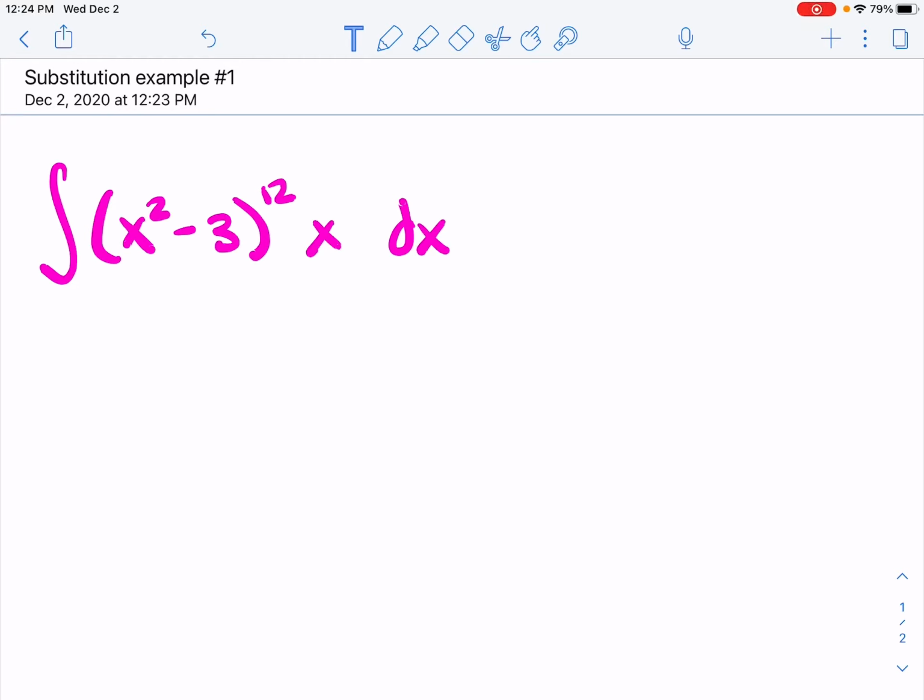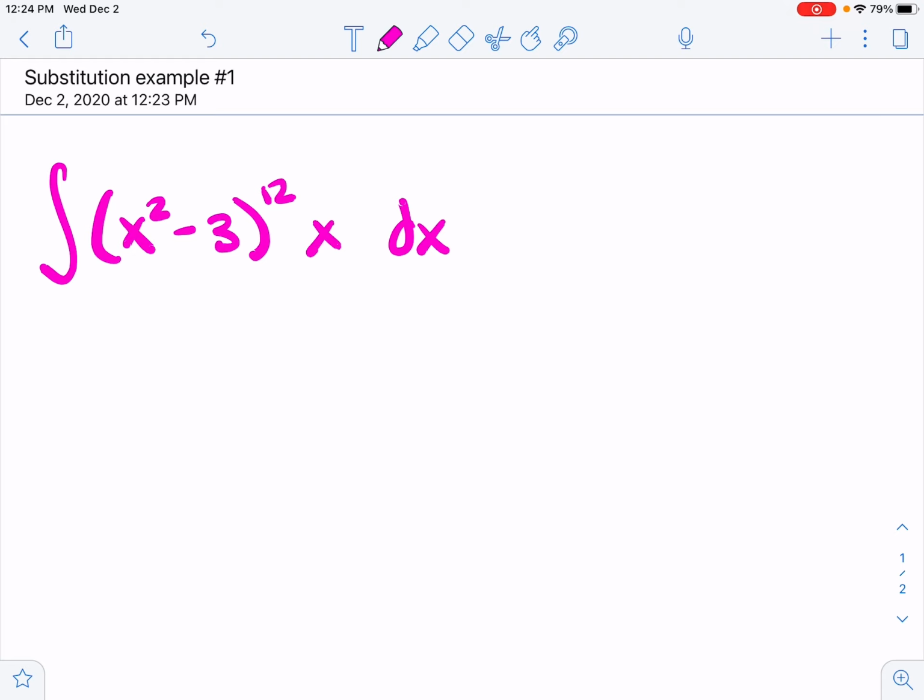All right, here's another example of integration by substitution. So first of all, looking at this thing, we could actually just expand this by multiplying it together 12 times and then do the integral with the power rule. That, of course, would be horrible. So substitution gives us an easier way in this case.